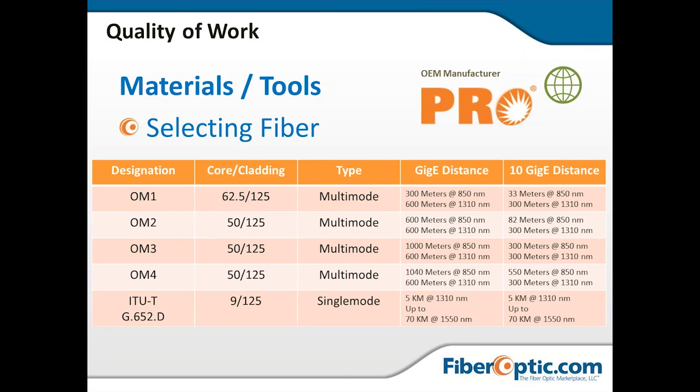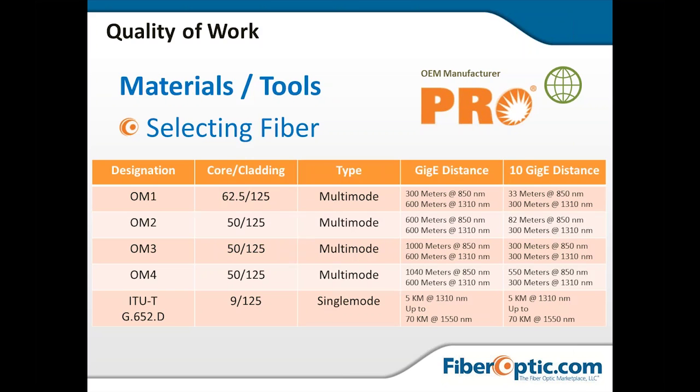But the 50 micron core, OM3, as you can see, we're starting to be able to get into the 10 gig. For 10 gig, we're still able to get into that 300 meter range, and then the OM4 is around 550 meters for that. I think I actually have a mistype on the 1310s on those. I've got to just double check those, but that's kind of the idea.